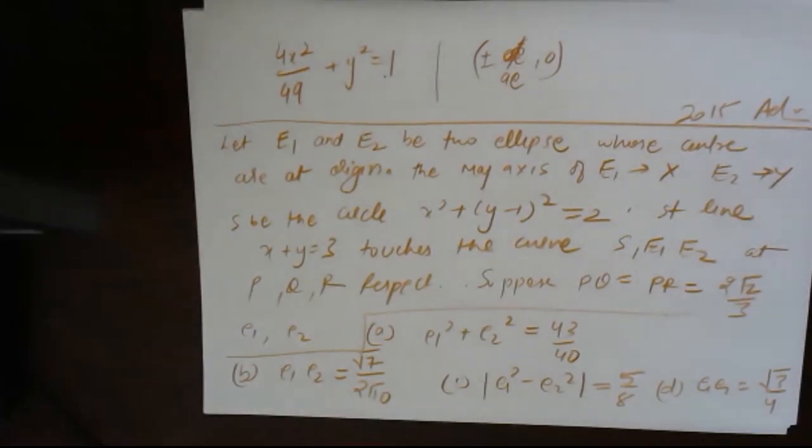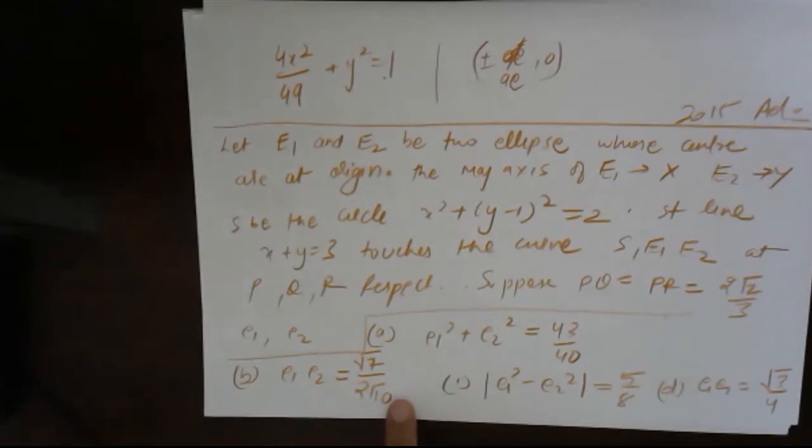B, okay, let me check. 27, root 7 by 2 root 10. Okay, B is correct. Yes, very good. E1 square plus E2 square is 43 by 40. This one is also correct.